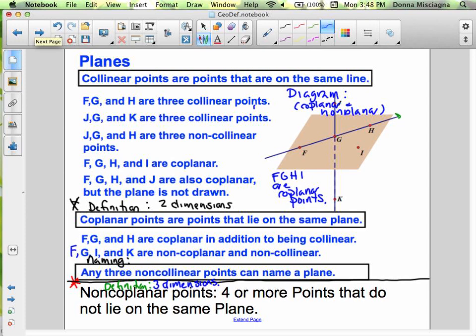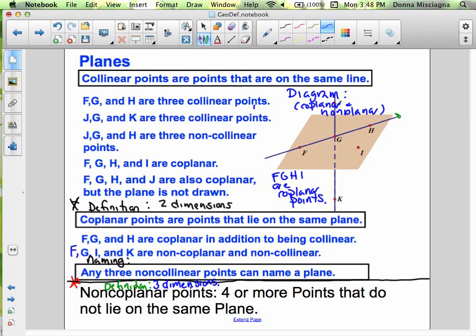So F, G, and H are coplanar in addition to being collinear. F, G, I, and K, we included all those points, they would be non-coplanar. Let's talk about what non-coplanar means.